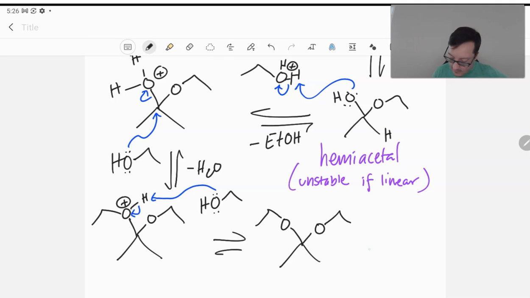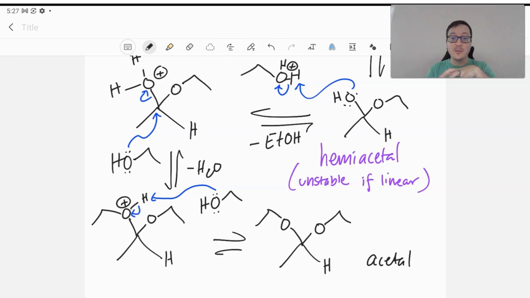Acetals and ketals, we have turned into a ketal because I keep forgetting that H is there. Acetals, I'm going to move this over, are stable. You can isolate them, and in fact, this is an excellent way of protecting a carbonyl compound. So we can use an alcohol in acid conditions to protect a carbonyl.